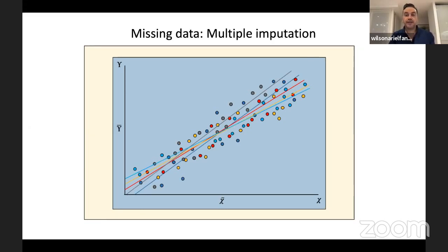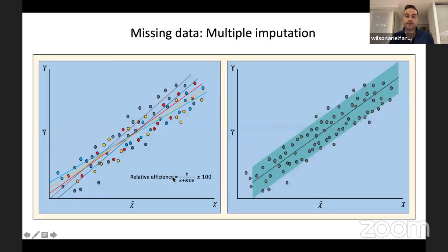So at the end of the day, what Stata is going to do is just to merge all these linear regression models, and then it is going to pool the estimate for you, and it's going to provide a confidence interval, which is represented by the green shape here. Okay, so this is the multiple imputation.